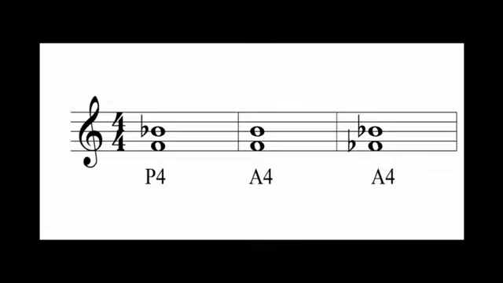And here we see two ways to notate that augmented fourth. We start with our perfect fourth, F to B flat, and then the second measure, F to B natural, is an augmented fourth, and the third measure, F flat to B flat, is also an augmented fourth.